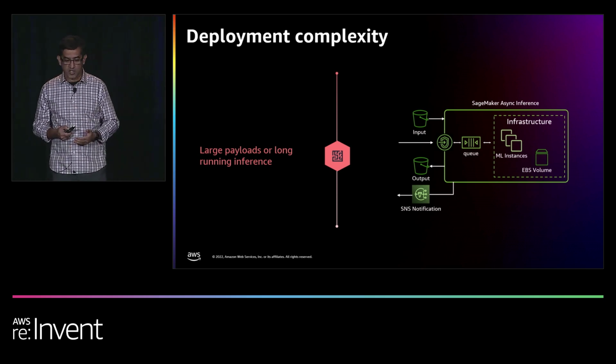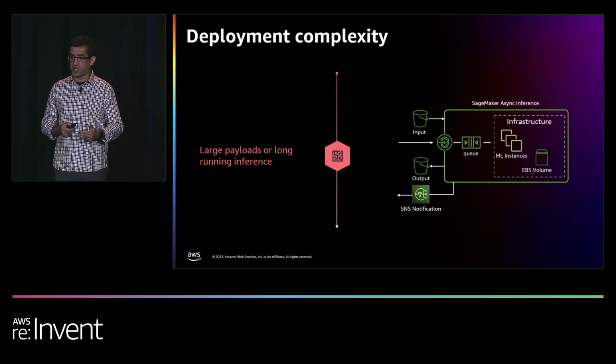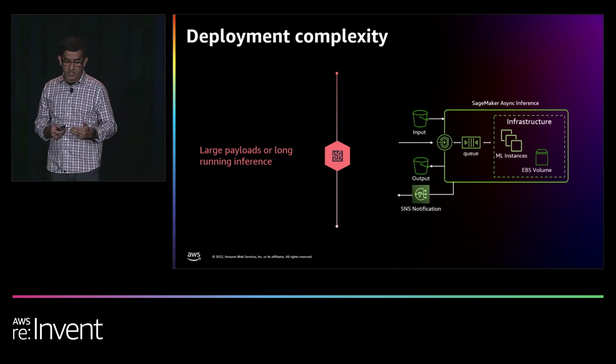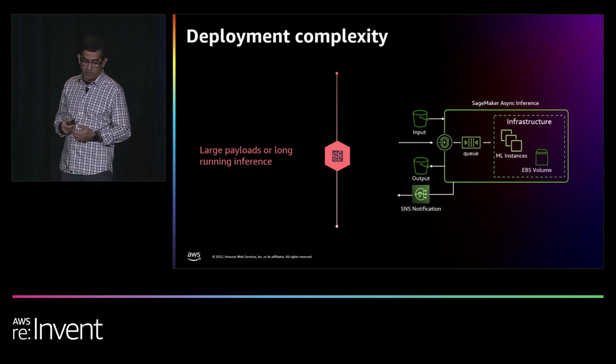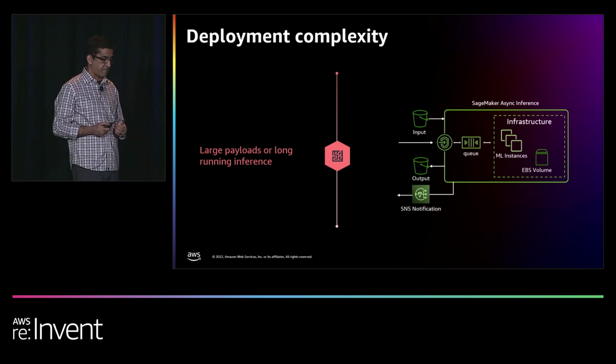And you save costs as well. With asynchronous inference, SageMaker will queue up your inference request and can scale down the infrastructure to 0 instances when there is no traffic. You can set it up that way. So you don't have to pay when your endpoint doesn't receive any traffic.